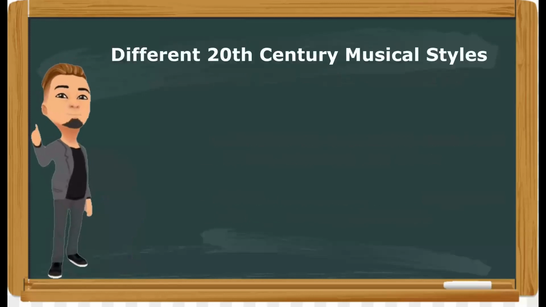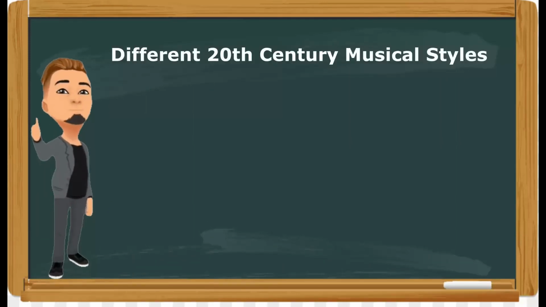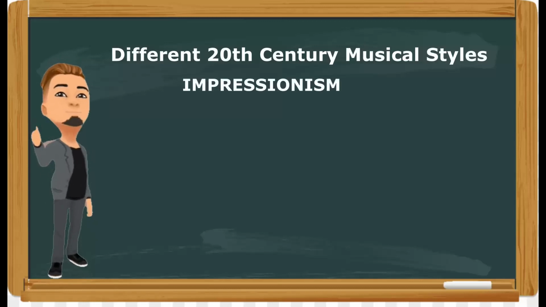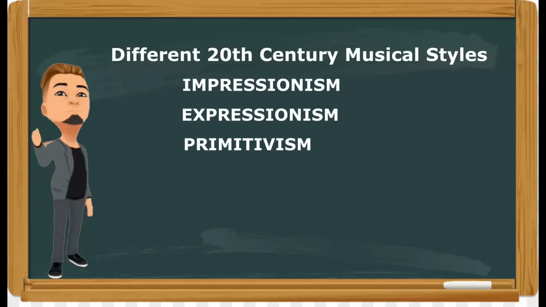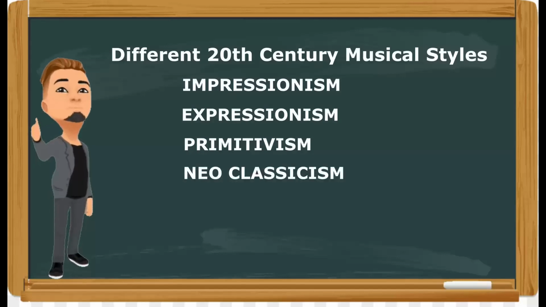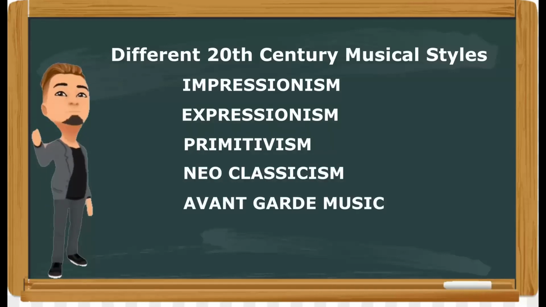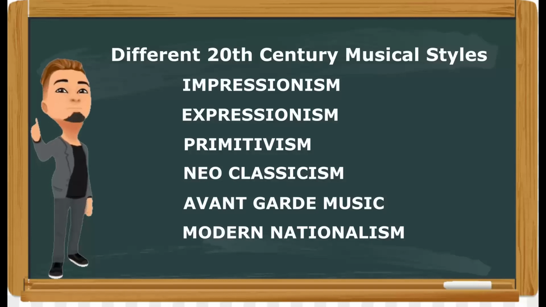There are different 20th century musical styles, and these styles were Impressionism, Expressionism, Primitivism, Neoclassicism, Avant-garde music, and Modern nationalism.